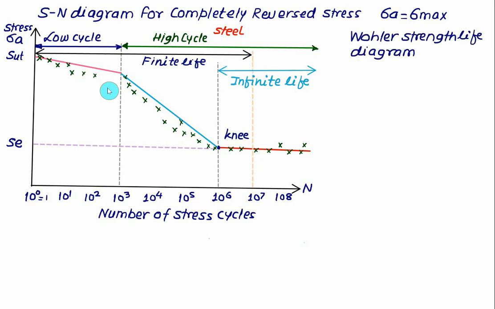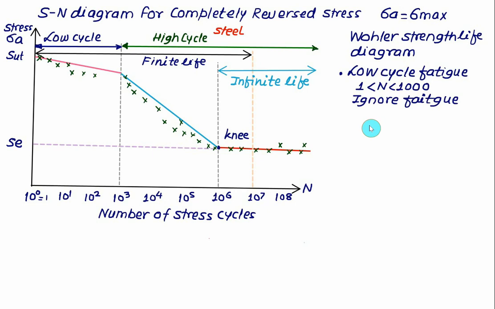This diagram is called the SN diagram, or the Wohler strength-life diagram. Remember, here we are plotting the amplitude stress, and in the case of completely reversed stress, the amplitude stress is the same as the maximum stress. In this case we have low cycle fatigue from number of cycles equal to 1 to 1000. So for low cycle fatigue, the number of cycles is 1 less than N less than 1000. For this low cycle we can ignore the fatigue effects, and since we have ignored the fatigue effect, the design is based on static loading. So we can use static failure analysis here.